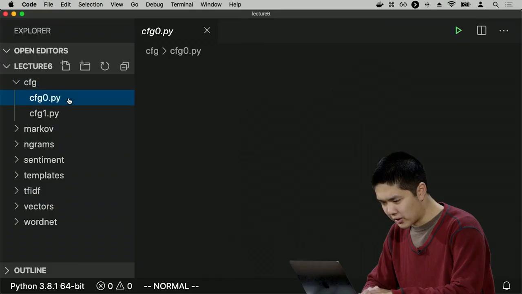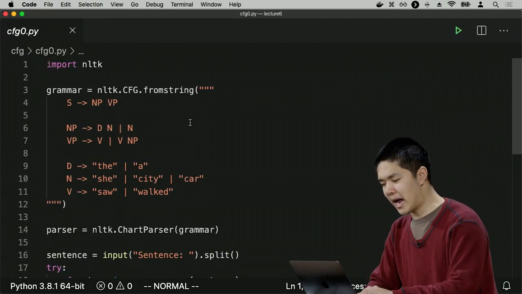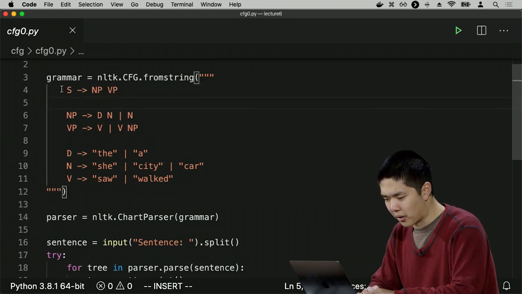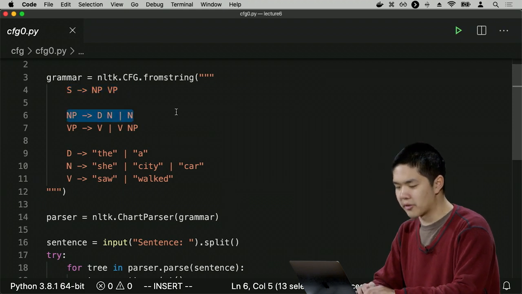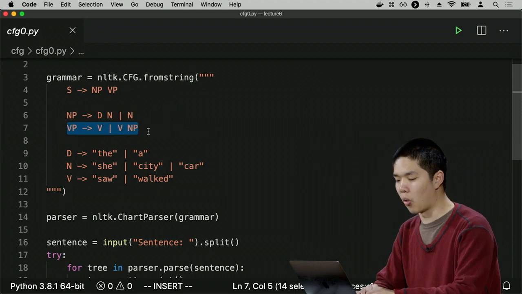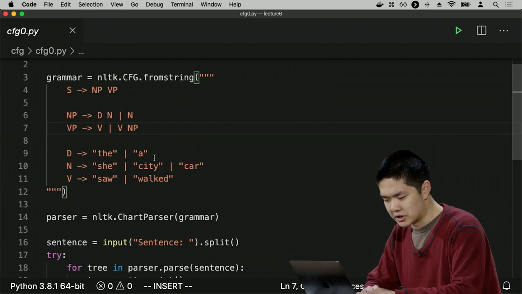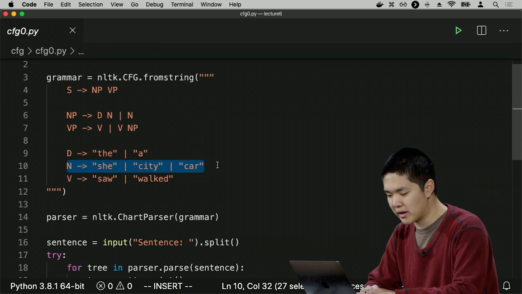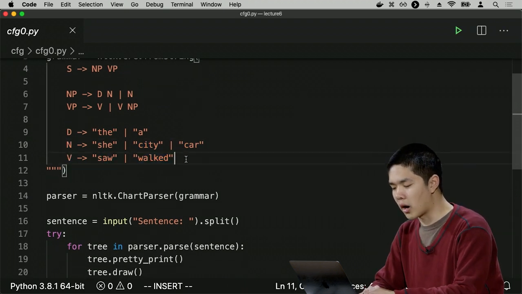So here inside of CFG0, CFG short for context-free grammar, I have a sample context-free grammar, which has rules that we've seen before. Sentence goes to noun phrase followed by a verb phrase. Noun phrase is either a determiner and a noun or a noun. Verb phrase is either a verb or a verb and a noun phrase. The order of these things doesn't really matter. Determiners could be the word "the" or the word "a." A noun could be the word "she," "city," or "car." And a verb could be the word "saw," or it could be the word "walked."